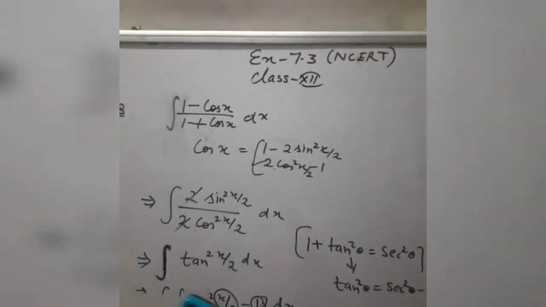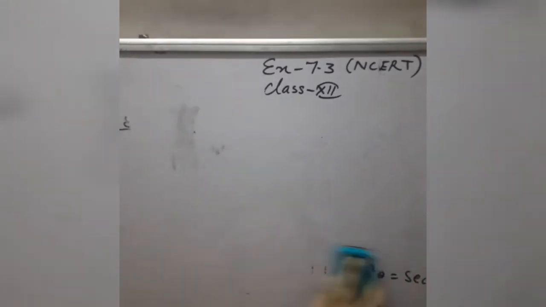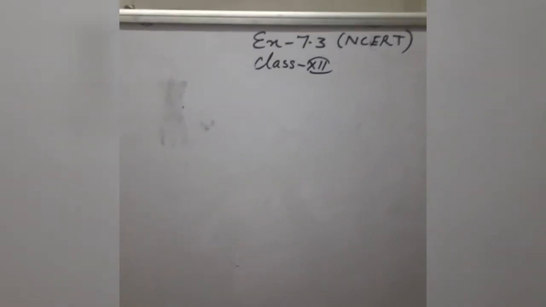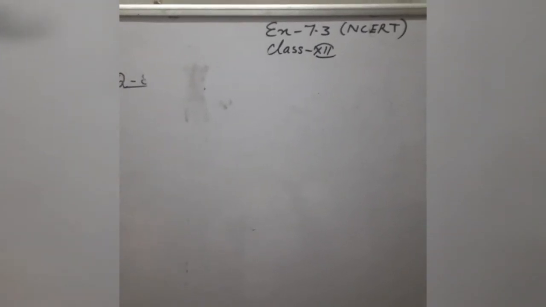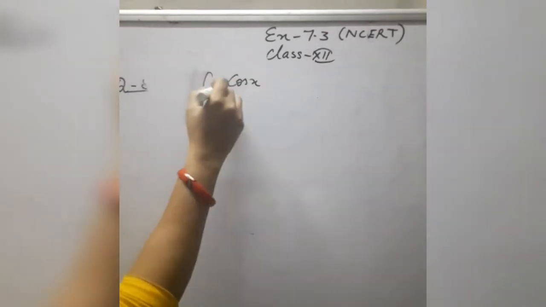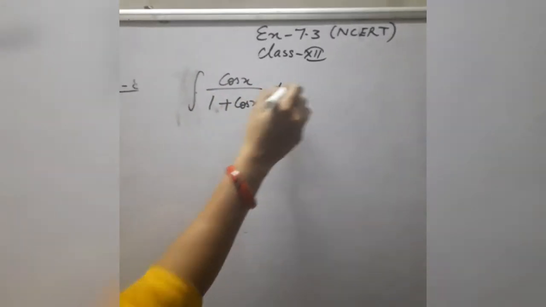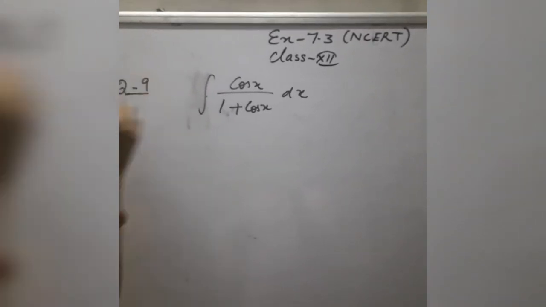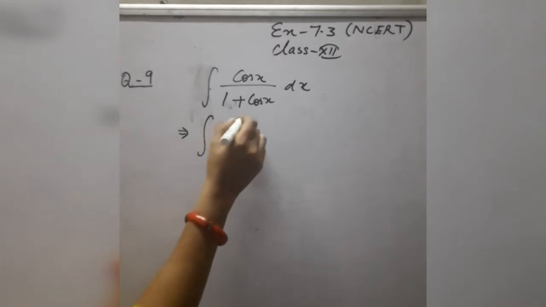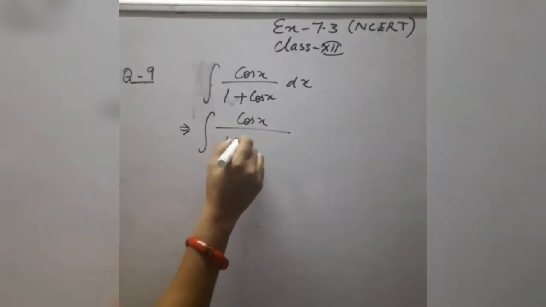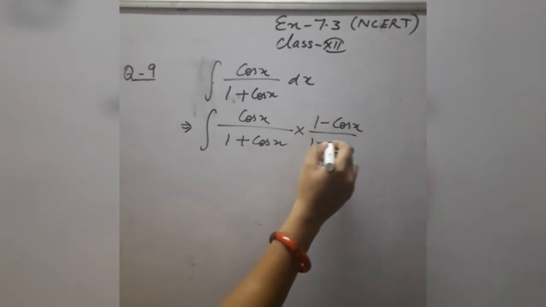Now see the next sum. In question number 9, the statement is: find the integration of cos x divided by 1 plus cos x. In this case, you will multiply and divide it by 1 minus cos x. The numerator remains as it is. Multiplying and dividing by 1 minus cos x means rationalize it.